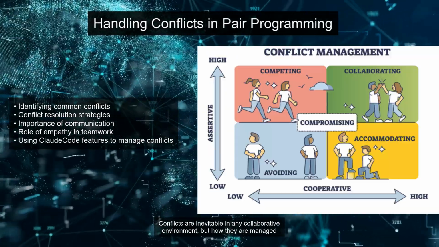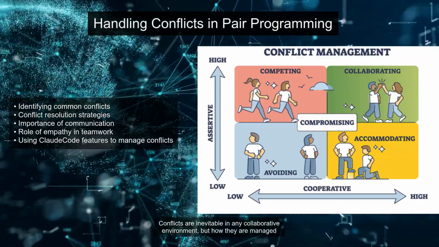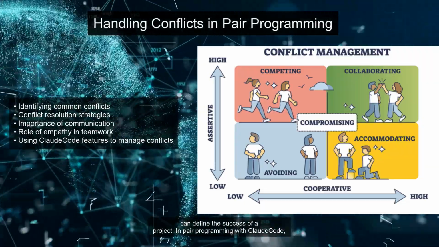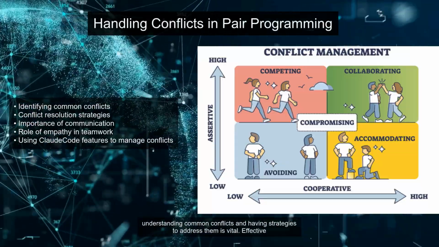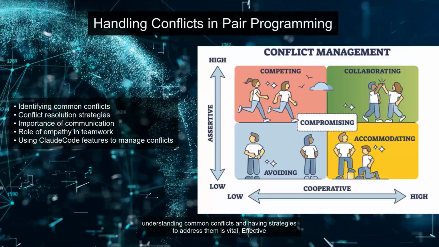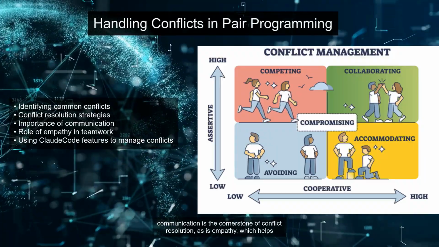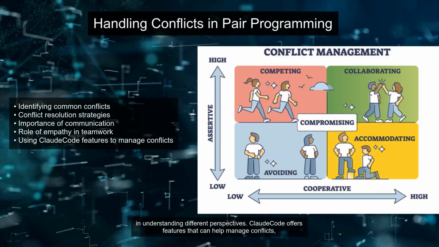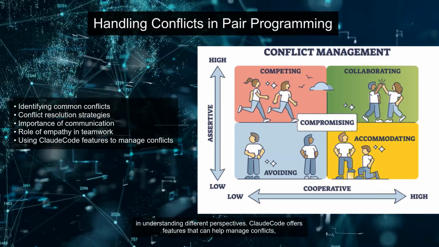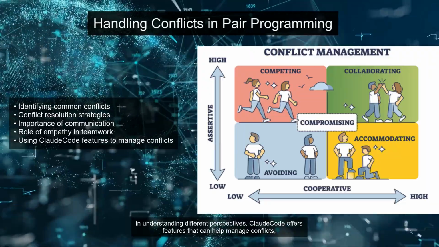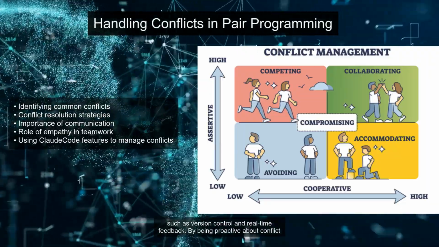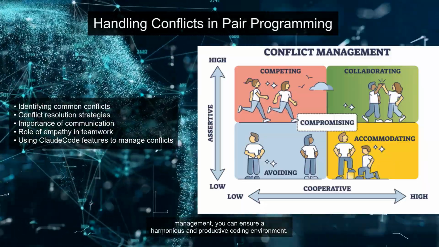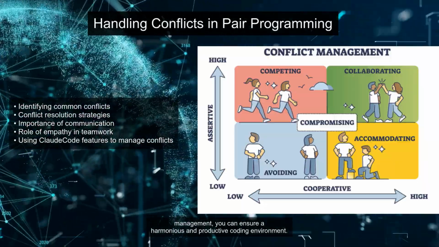Conflicts are inevitable in any collaborative environment, but how they are managed can define the success of a project. In pair programming with ClaudeCode, understanding common conflicts and having strategies to address them is vital. Effective communication is the cornerstone of conflict resolution, as is empathy, which helps in understanding different perspectives. ClaudeCode offers features that can help manage conflicts, such as version control and real-time feedback. By being proactive about conflict management, you can ensure a harmonious and productive coding environment.